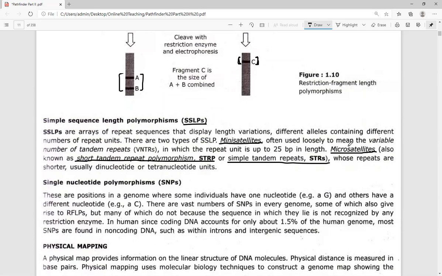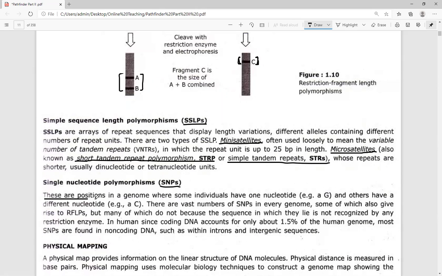Now the next one is referred to as single nucleotide polymorphism, also referred to as SNP. What is going to happen in the case of single nucleotide polymorphism? There is going to be a mutation. A mutation will be produced at a particular site, at a single site. Then it is referred to as single nucleotide polymorphism, SNP.